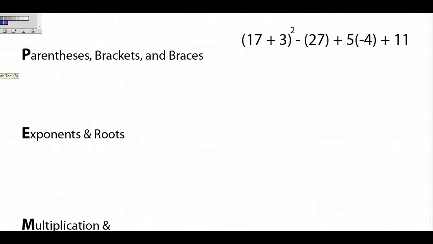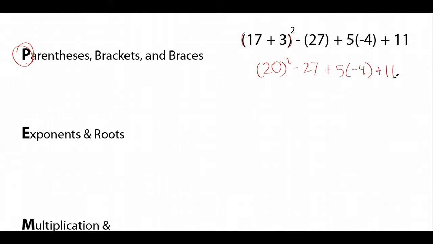Alright, and we're back. So let's go ahead and take a look at this problem now. We have 17 plus 3 squared minus 27 plus 5 times a negative 4 plus 11. Okay, so we start with parentheses. So inside our parentheses, we have 17 plus 3, which is 20. Drop everything down, times negative 4 plus 11.